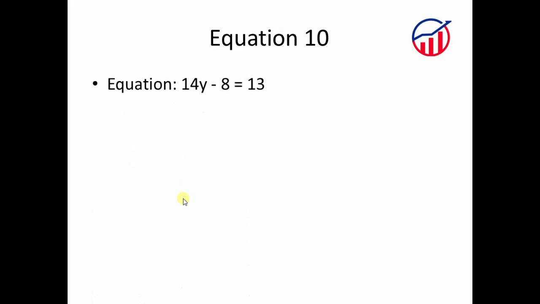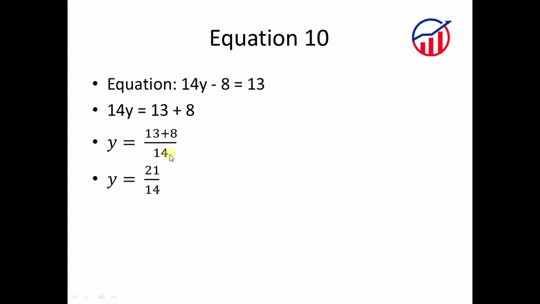Equation 10, 14y minus 8 is 13. So 14y is 13 plus 8. Y is going to be 13 plus 8 upon 14. Remember me telling you not to multiply earlier over here. So it's 21 upon 14 and y is 3 upon 2. 7 3s are 21 and 7 2s are 14. So y is equals to 1.5.